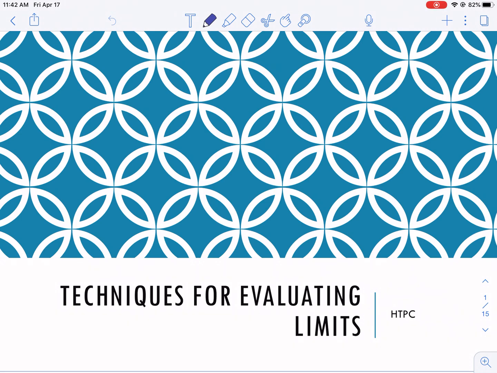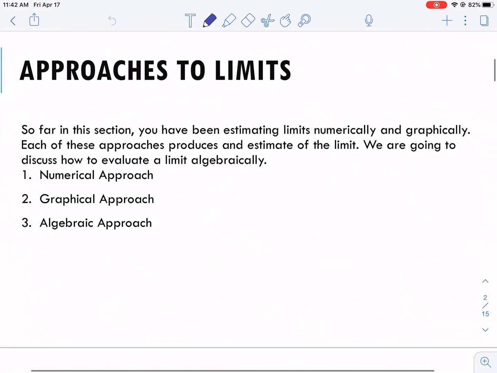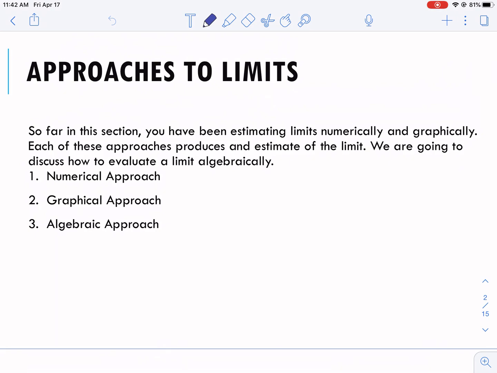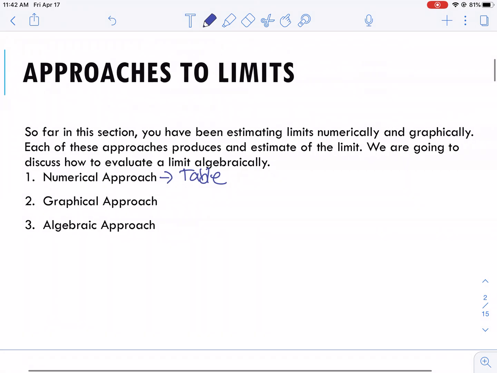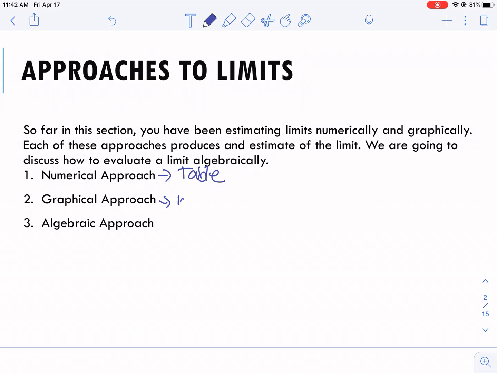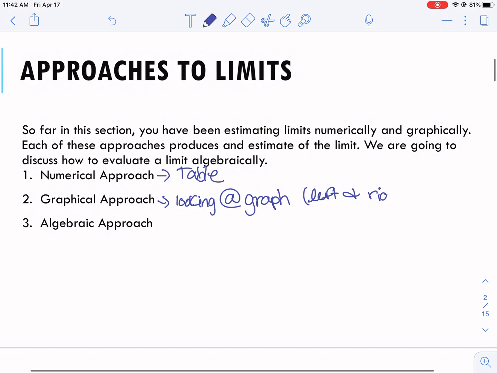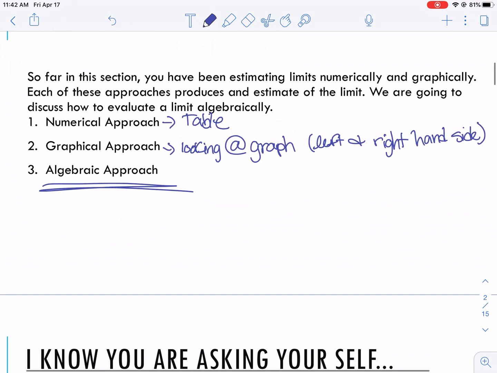Okay, so the second video for our week 4 remote learning lesson is we are going to talk about the different ways you can evaluate limits, specifically algebraically. So far we've talked about the numerical approach, so that's creating a table and seeing what y value it gets really, really close to. The graphical approach, right, just graphing it and then looking at the graph. And then remember going from both sides, so left and right hand side. So this video focuses on the algebraic approach. So how we do this.